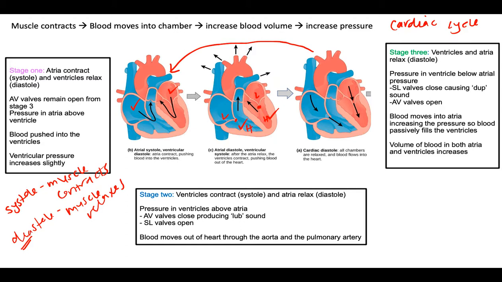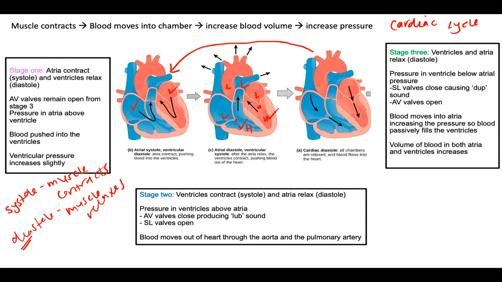Now that we've got higher pressure in our ventricles than in our blood vessels outside, so we've got lower pressure in our aorta and lower in our pulmonary artery, our semilunar valves will open as well. And when this happens, the blood is forced out of the heart through the aorta and the pulmonary artery.